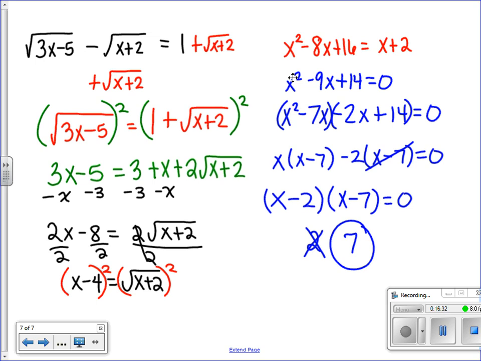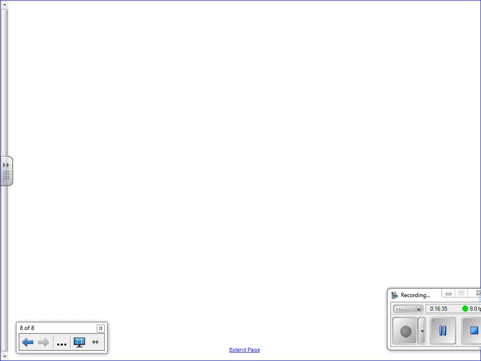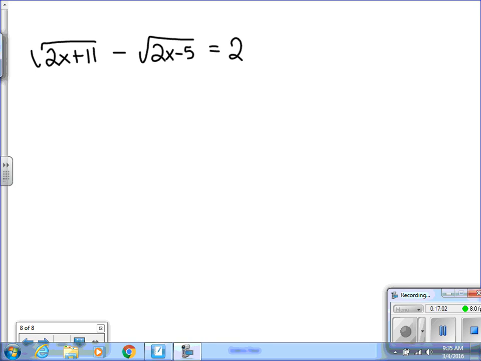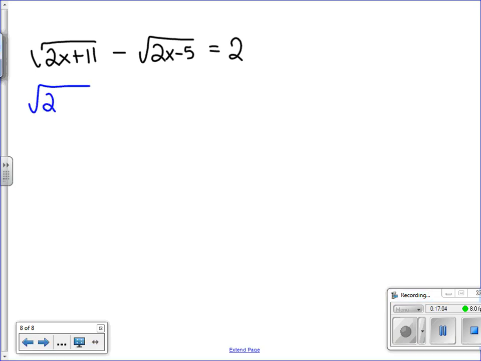Alright, I'm going to give you one to try. The square root of 2x plus 11, minus the square root of x minus 5, equals 2. Okay, try that one. That's what we're going to try. So this is going to be 2x plus 11 equals 2 plus 2x minus 5.